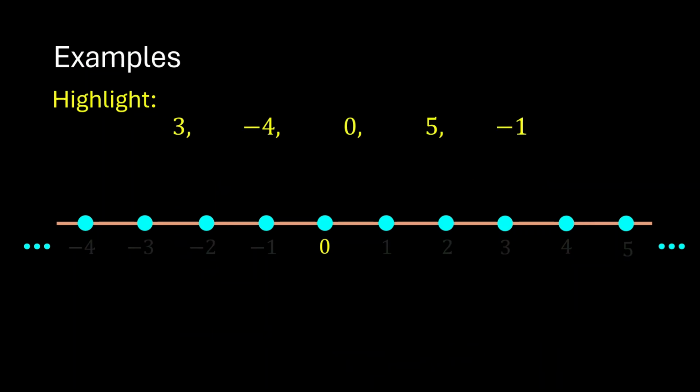Let's practice finding numbers. Positive numbers are to the right of 0 and negative numbers are to the left. So here's 3. It's 3 place values to the right of 0.